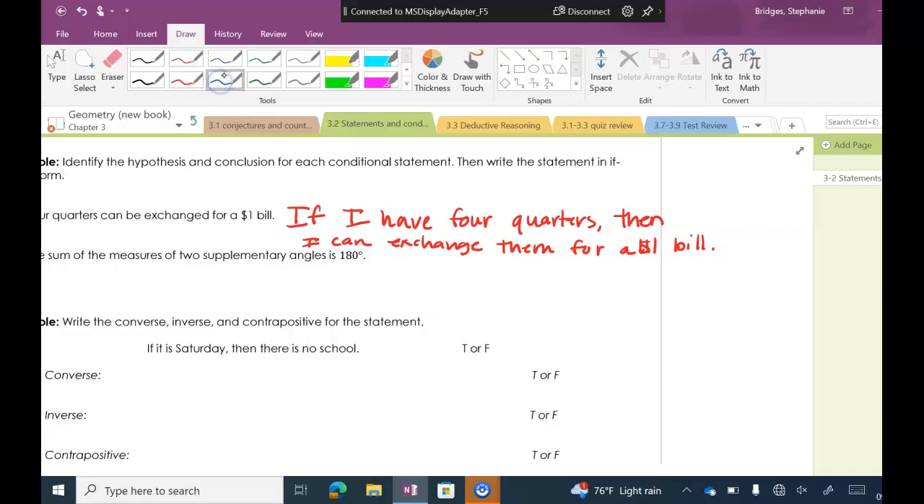What's my hypothesis here? And then my conclusion would be? There you go. One looks a little messy, but you get the idea.